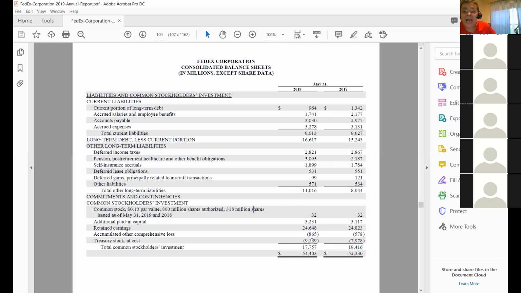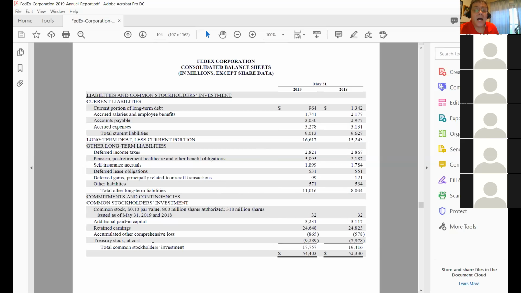It is subtracted. So over the years, FedEx has bought back $9.289 billion. That's what they spent on buying back their own shares of stock. So every year, again, that carries over, and when they buy more, it goes up, and if they sell any, it goes down.